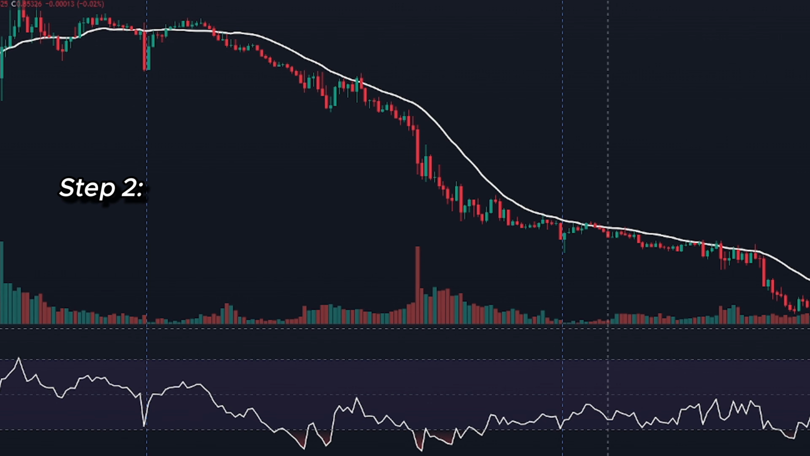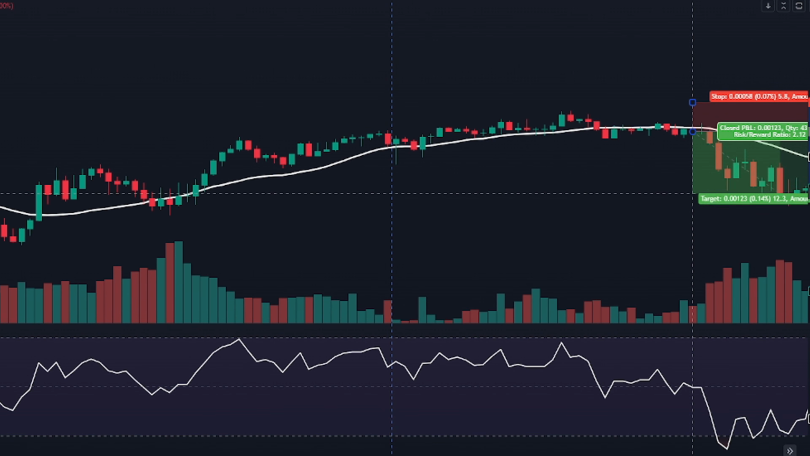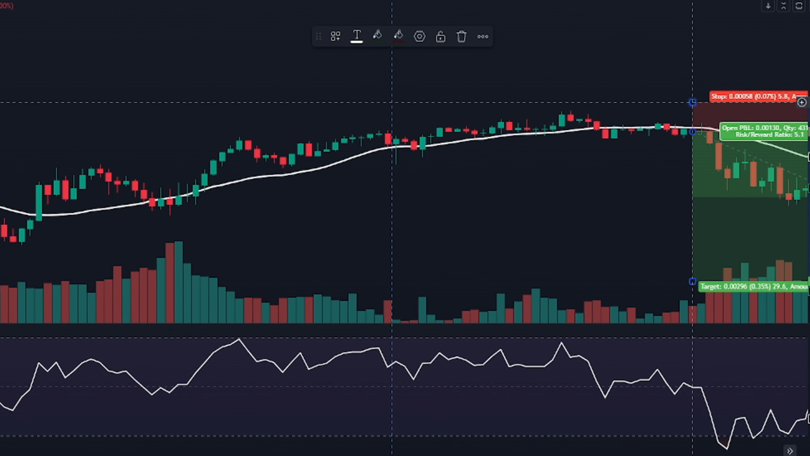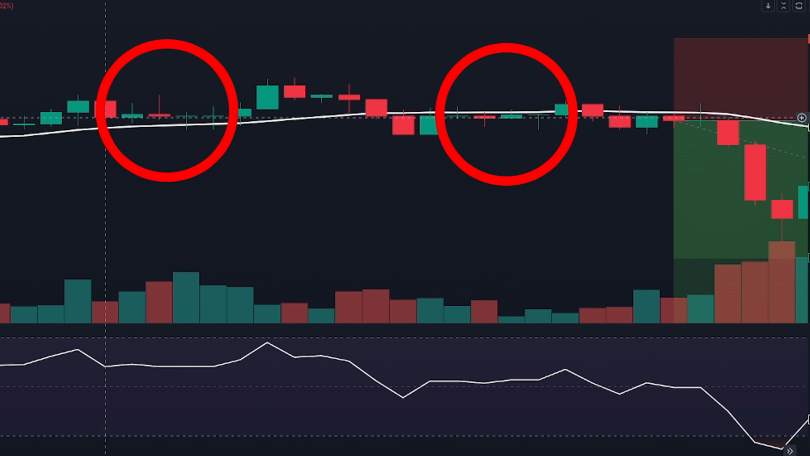Step 2. Very important. Before entering a trade in the opposite direction, wait for signs of exhaustion, such as declining momentum. To do that correctly, look at the size of the candlesticks and the amount of the volume indicator.